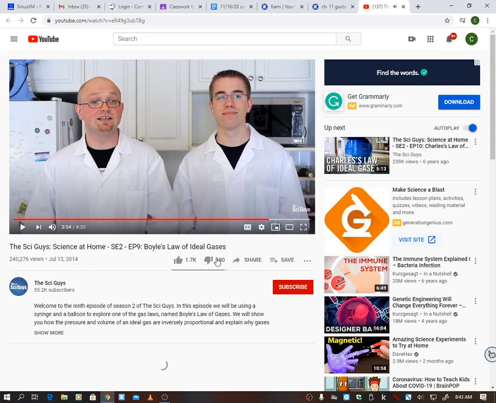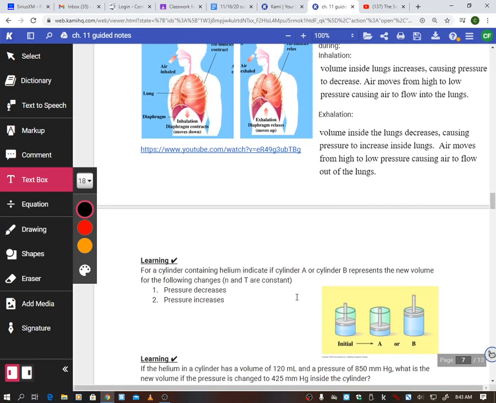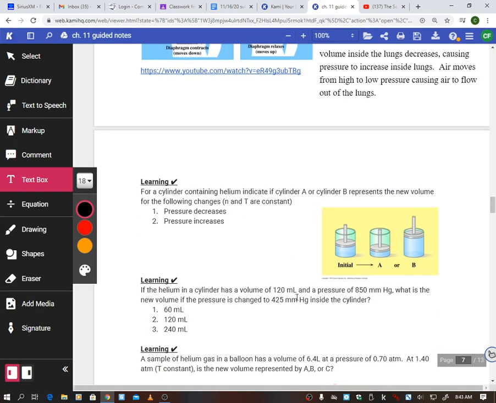Alright guys, so like I said, we will see some of these at the end of this chapter where you guys will have stations that you will perform some of these and you'll need to know what law we're talking about. Alright, so let's go back to the notes. We have some learning checks here.